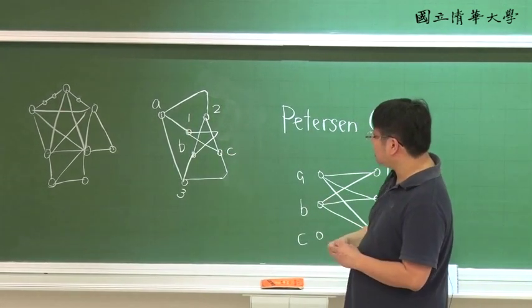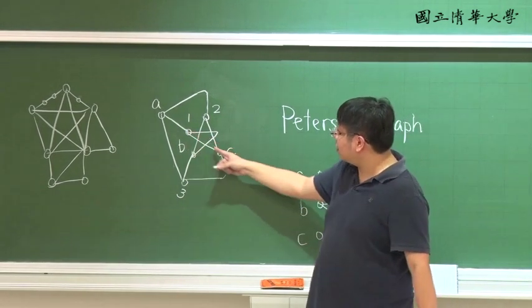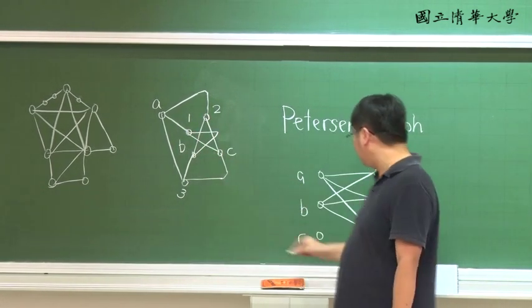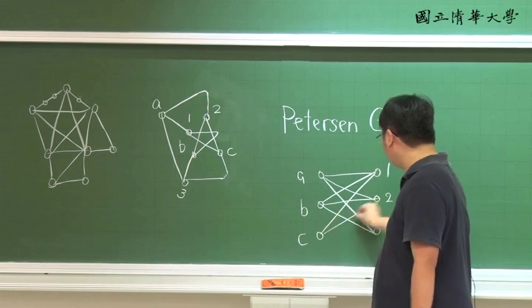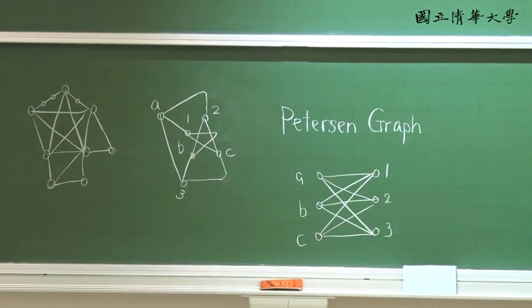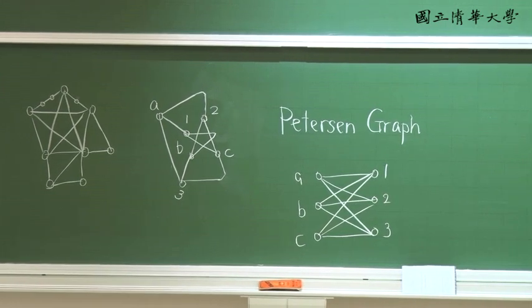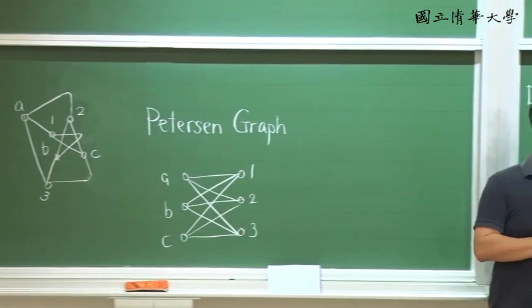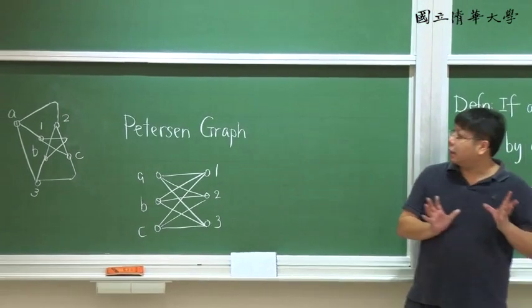And finally, if you look at C, C is joining to 1, 2, and 3. And that's it. So what we have done is, from this Petersen graph, we have found a subgraph.